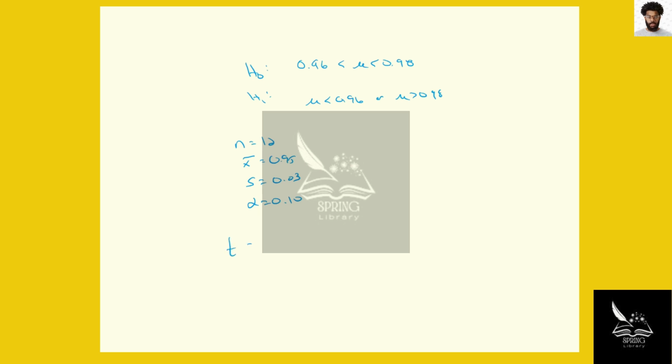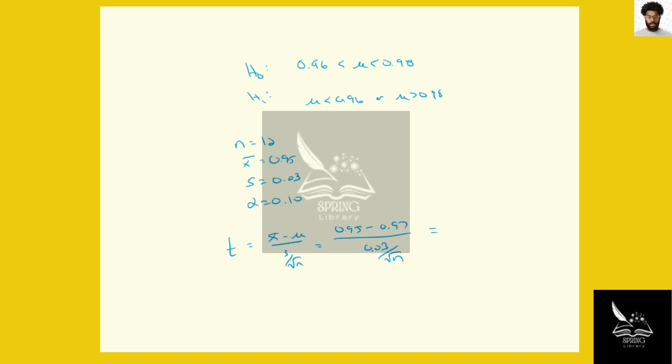So the t-statistic is found by calculating x bar minus mu over s over the square root of n. So that'd be 0.95 minus 0.97 over 0.03 over the square root of n. We're using 0.97 because that's between 0.96 and 0.98.